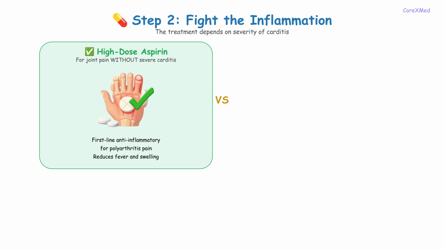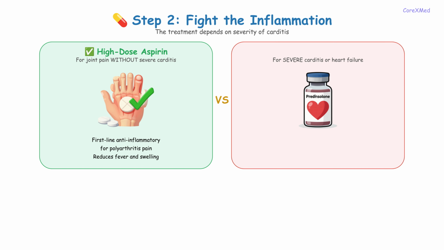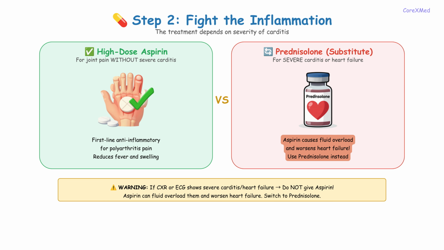Second, fight the inflammation. For joint pain, we give high-dose aspirin. But remember, if your chest X-ray or ECG shows severe carditis or heart failure signs, do not give aspirin. Aspirin can fluid overload them and worsen heart failure. In severe carditis, you substitute aspirin with prednisolone.